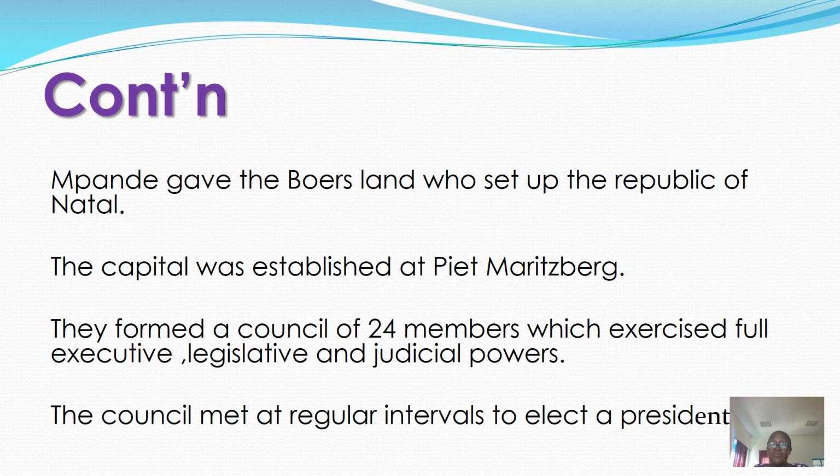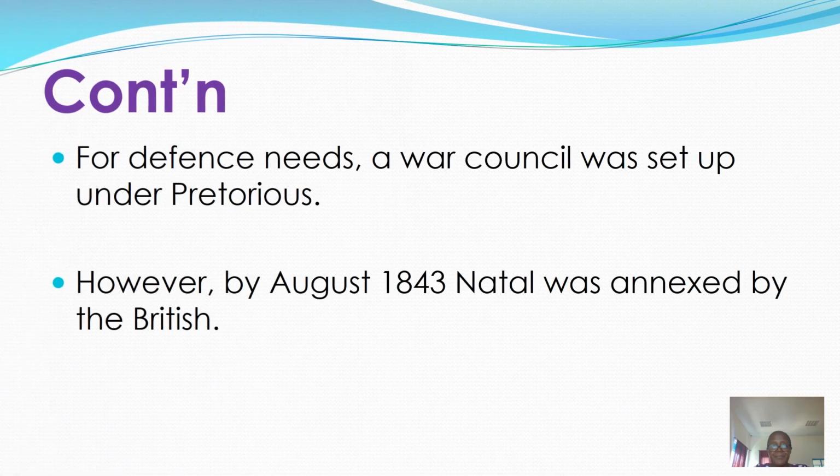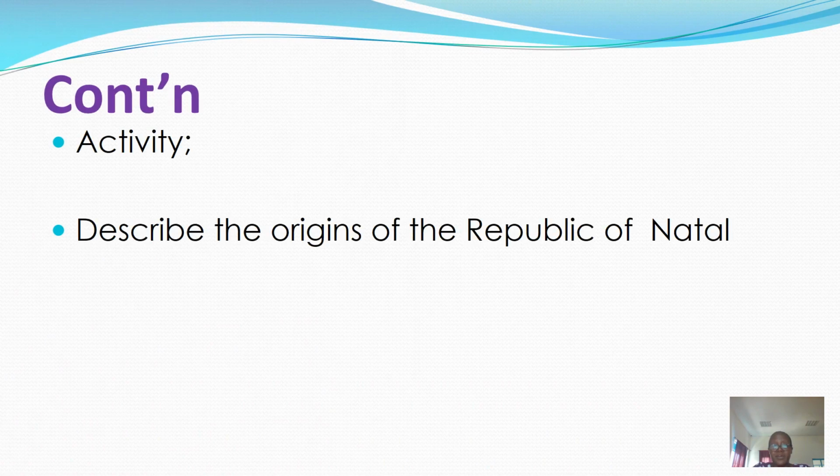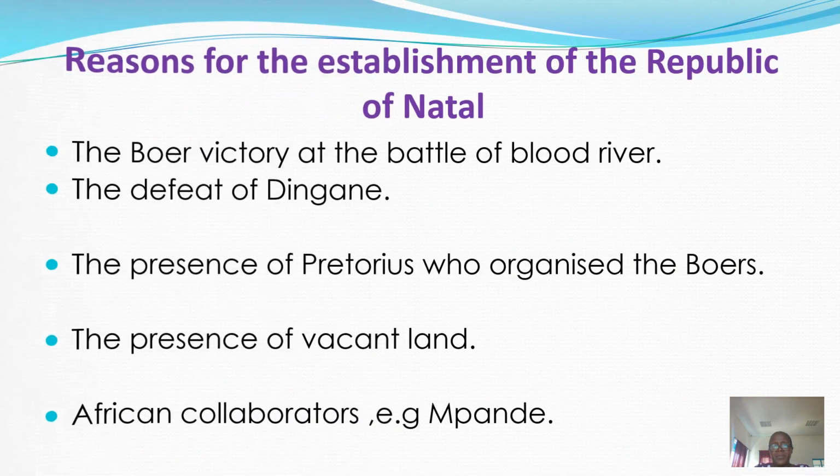And this council met at regular intervals to elect a president. For defense needs, they also came up with a war council set up under Pretorius. Remember, Pretorius had been successful in the Battle of Blood River. However, by August 1843, Natal was annexed by the British. I'll leave you with that activity to describe the origins of the Republic of Natal.